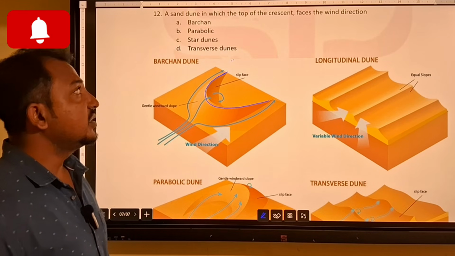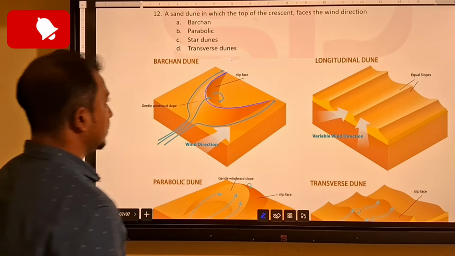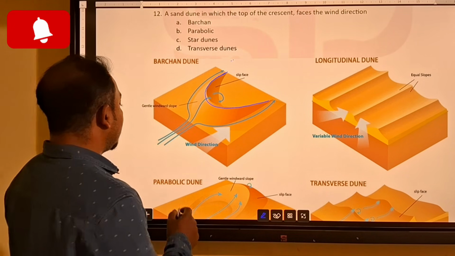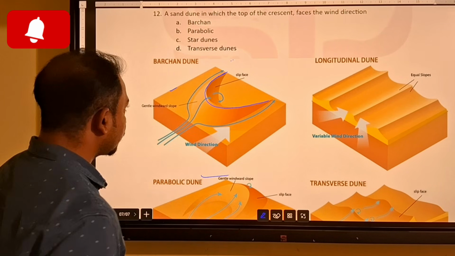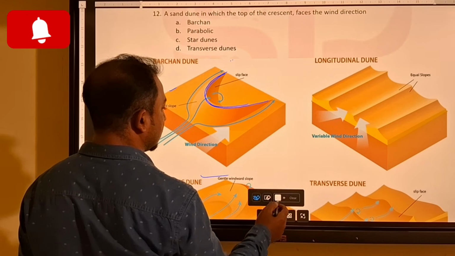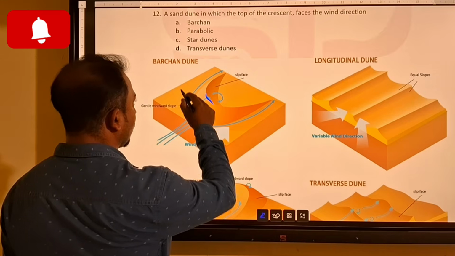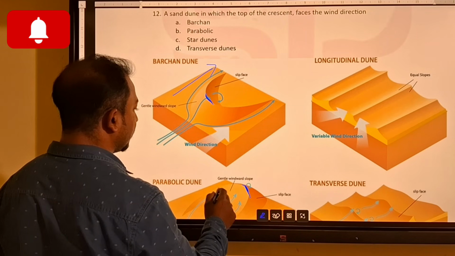So come to the next question, which sand dune has the top of the crescent facing the wind? There are two types of dune which are crescent in shape: one is your parabolic dune, another is your Barchan dune. So this is the top of the crescent face, and your wind is flowing in this direction.